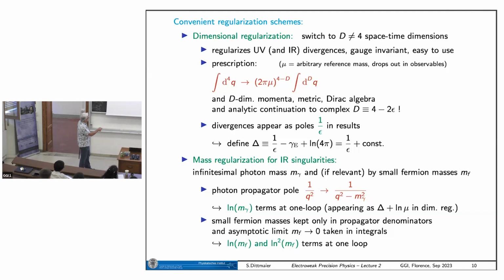Basically, the log of m gamma is in one-to-one correspondence with such a factor of 1/epsilon. So it's not true that this is kind of old-fashioned and nobody uses it. In a way, it's just rewriting the 1/epsilon for the soft divergences. So it's okay.